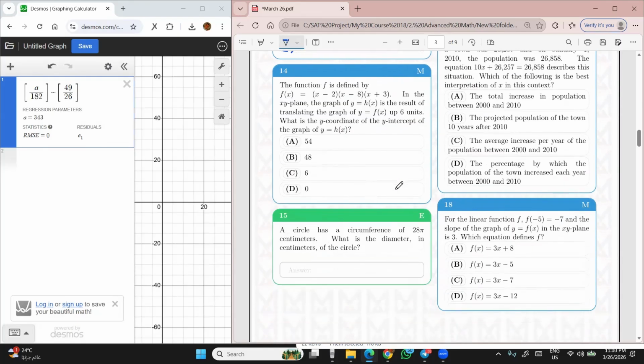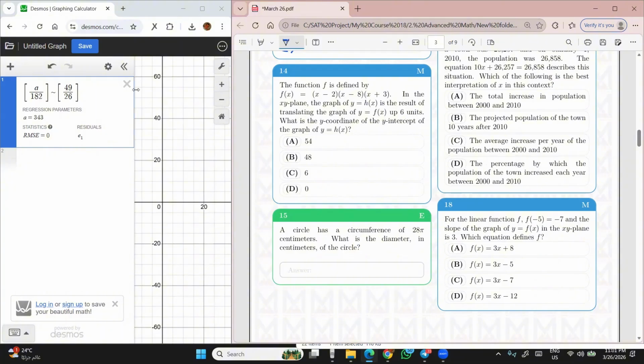Number 14, this is our function, and in the xy plane, the graph of this function is the result of translating the graph of y equals f of x up 6 units. So this is f of x. We need to move or shift this 6 units up. And then we need to get the y-intercept produced after this shift. So we do not need to get the y-intercept of the f. We need to get the y-intercept of y is equal to h of x. H of x is the same as f of x, but shifted 6 units up.